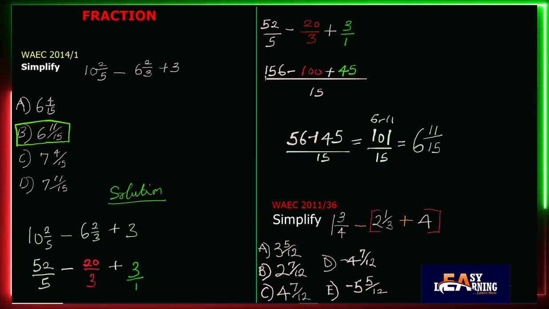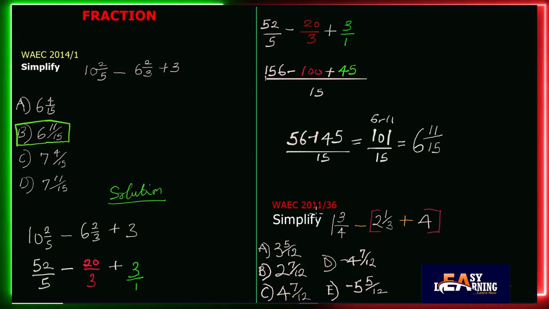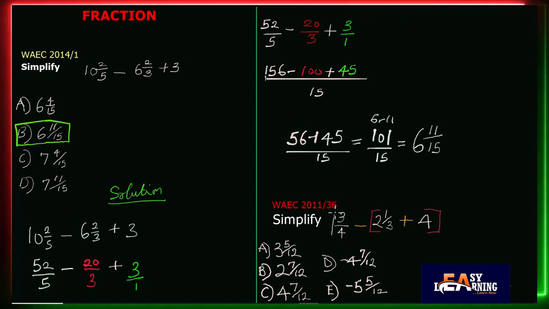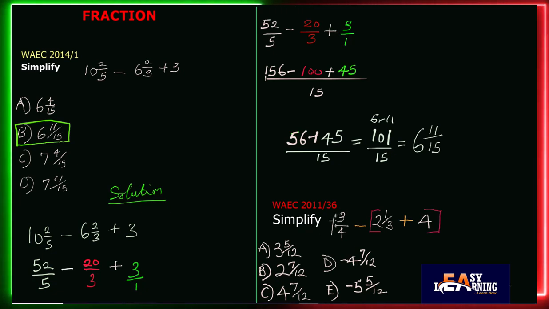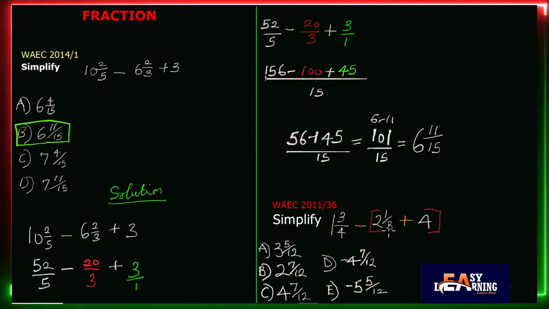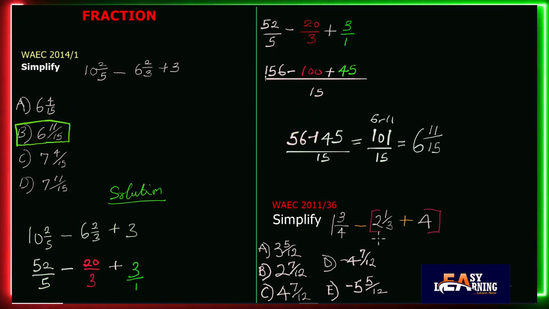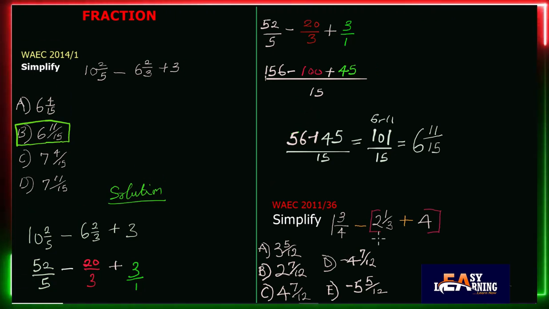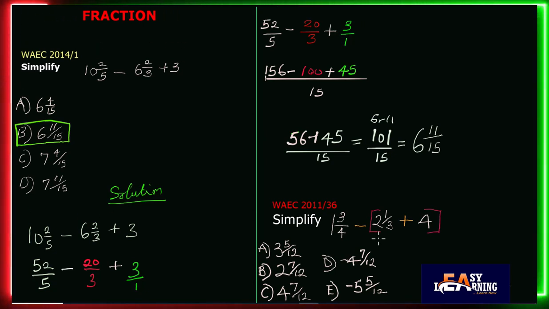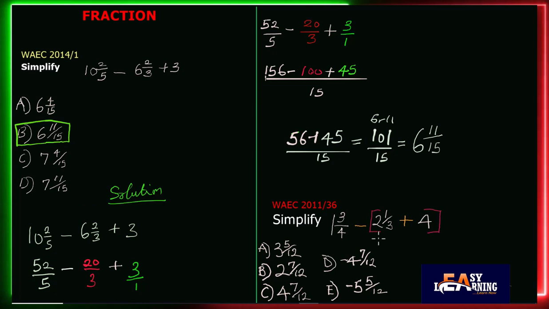All right, so let's take this other example. This was a WAEC 2011 past question. It was question 86, and the question is: simplify 1 whole number 3/4 minus bracket open 2 whole number 1/3 plus 4 bracket closes. And we've been given options here to work with, option A to option E. As usual, do yourself a favor, pause the video, try to solve it, and later on we compare ourselves together. Please do well to go ahead and solve.